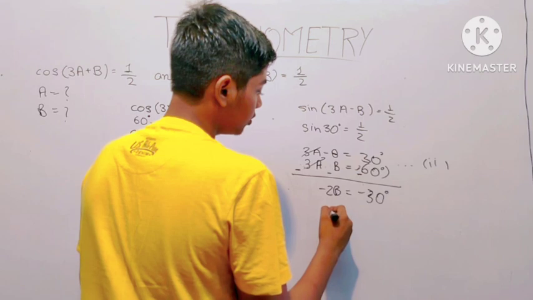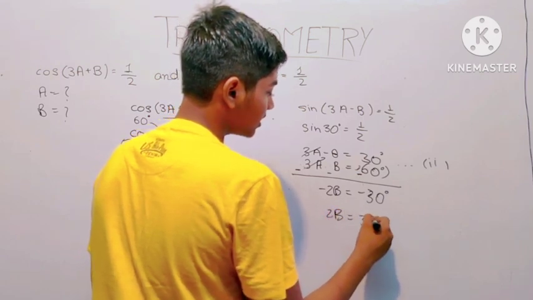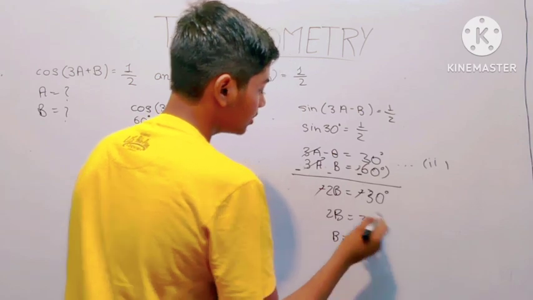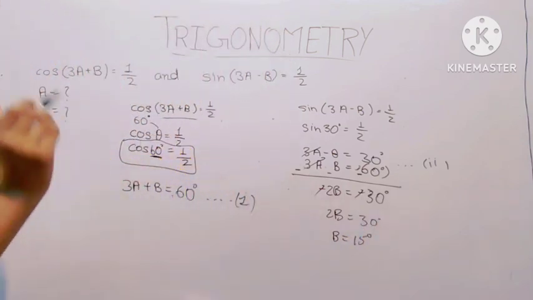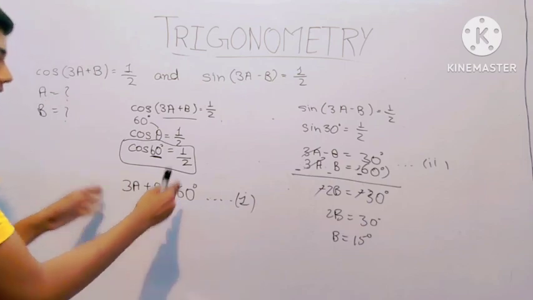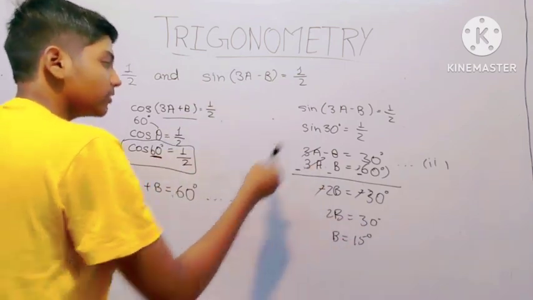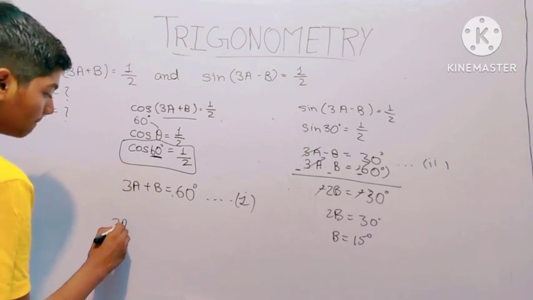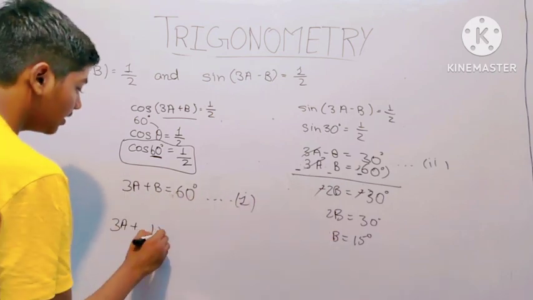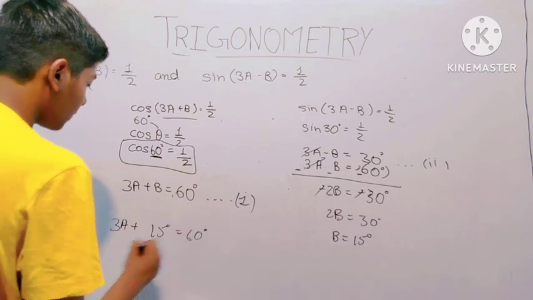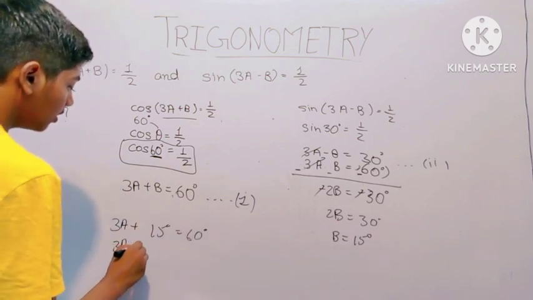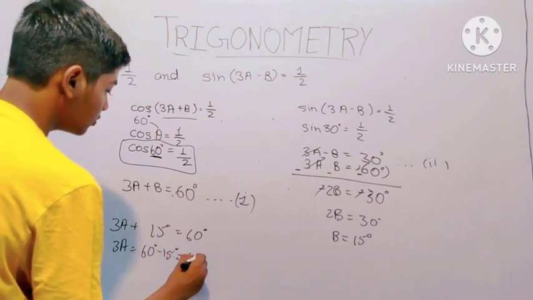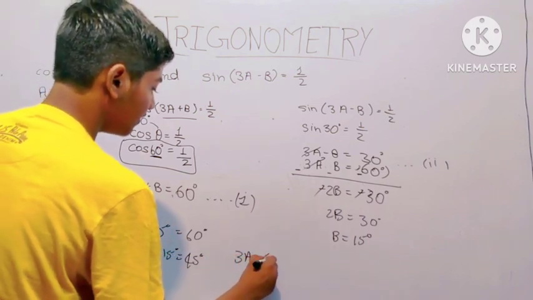This is 2b is equal to 30 degrees, as minus and minus get cancelled. We have b is equal to 15 degrees. How? Dividing 30 by 2. Now we have b is equal to 15 degrees. Putting the value of b in either equation 1 or equation 2, I will do equation 1. So in equation 1, 3a + b, what is b? 15 degrees, is equal to 60 degrees. 3a is equal to 60 minus 15, which is 45. So 3a is equal to 45 degrees.